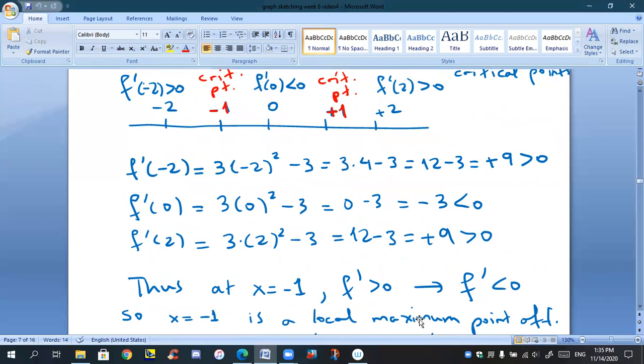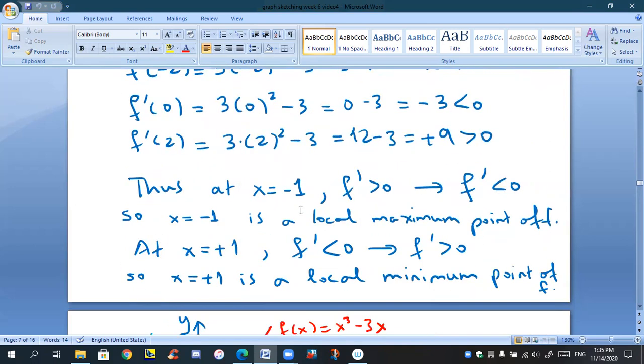What about the critical point plus 1? Take one point before, which is 0. We already have the computation for 0. And then take a point after 1, let's say 2. You can take other points you want, but I just take these points because they are easier to compute. But you can take other points in those intervals and you are going to get the same result anyway.